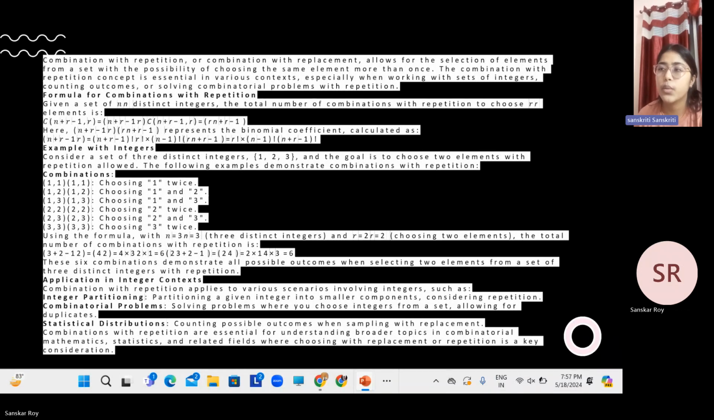Formula of combination with repetition. So the combination formula is C(n plus r minus 1, r), which equals (n plus r minus 1) choose r. Here one example is there. Consider a set of 3 distinct integers, 1, 2, 3, and the goal is to choose 2 elements with repetition allowed. The following example demonstrates the combination with repetition.